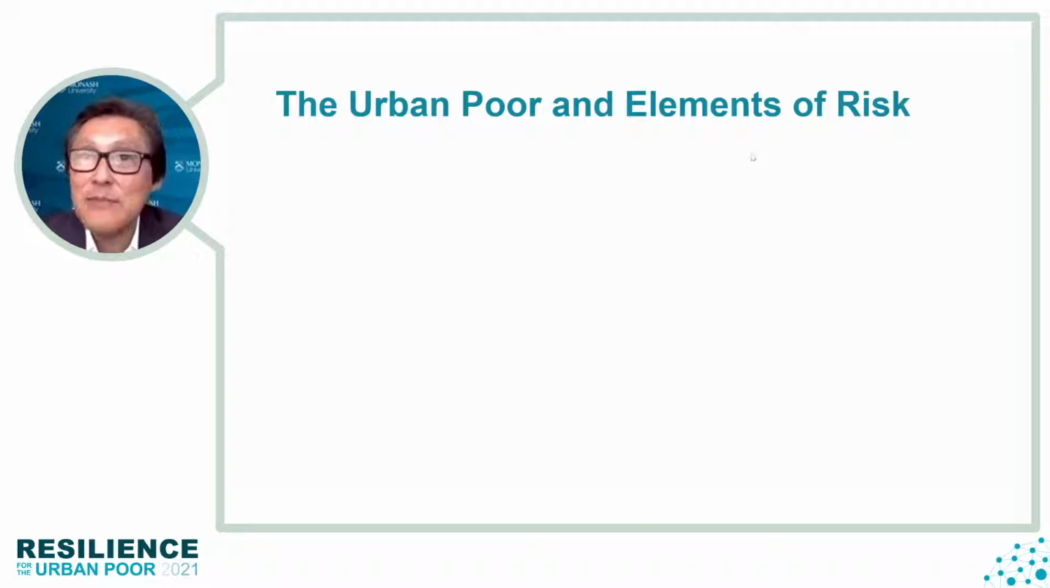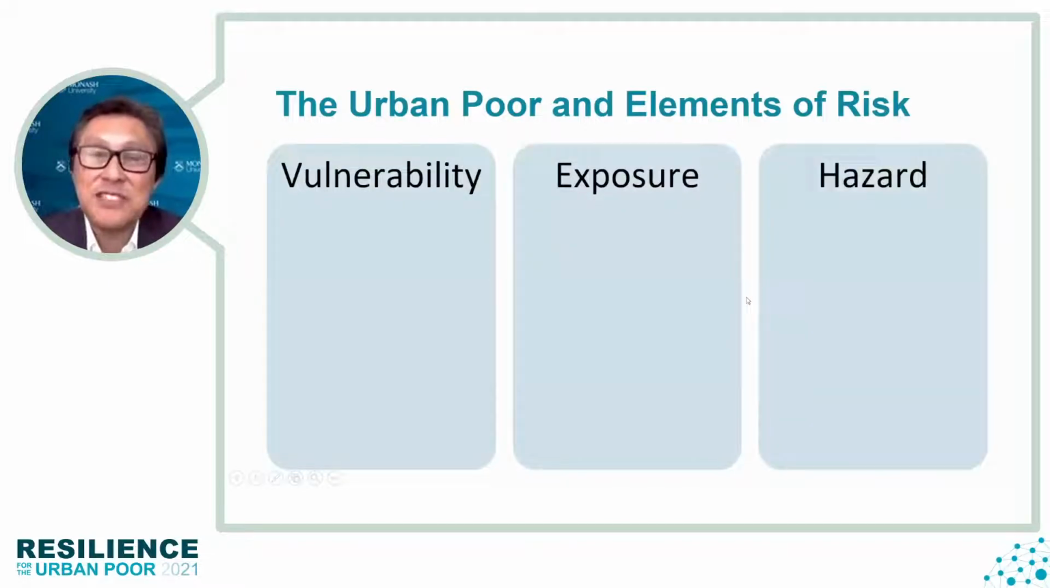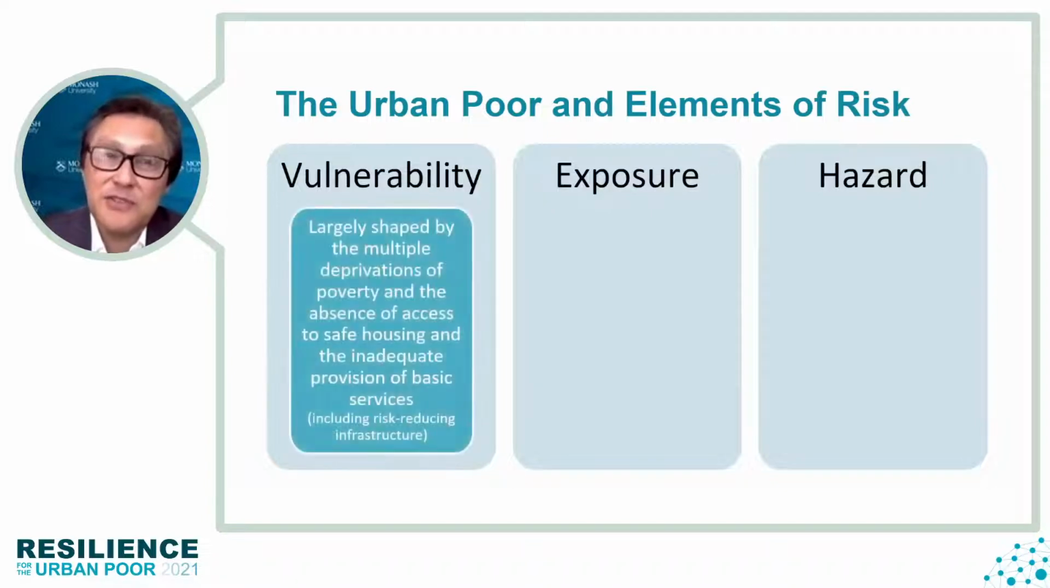The urban poor and the elements of risk that define how we would characterize risk in poor communities are really related to the combined factor of three key issues. The first is, of course, vulnerability. And for an urban poor community, the factors that influence their vulnerability are plentiful. Shaped by the multiple deprivations of poverty, the absence of access to safe housing. Quite often, they don't have much of a choice in terms of where they settle, where they live. And often, where they settle and where they live are in the most inhospitable environments. All of that contributes to their vulnerability.